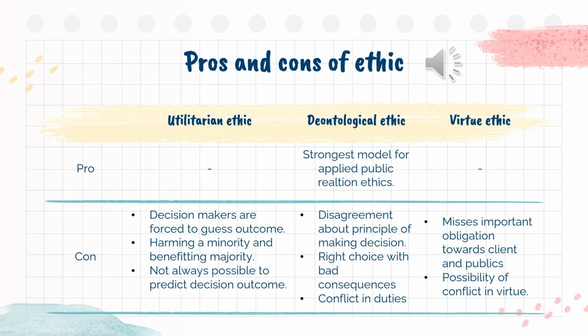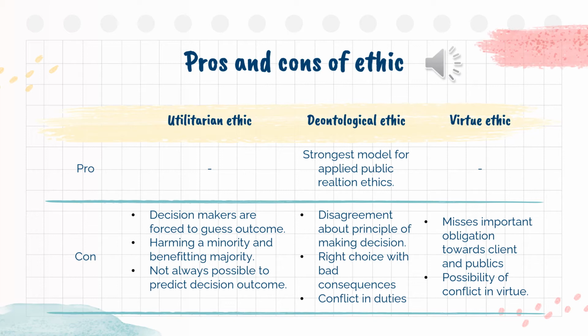Okay, so now let's look at the pros and cons of these ethics. For the utilitarian ethic, there are no pros, but there is a con, which is the decision makers are forced to guess outcomes, harming a minority and benefiting the majority, not always possible to predict decision outcome.